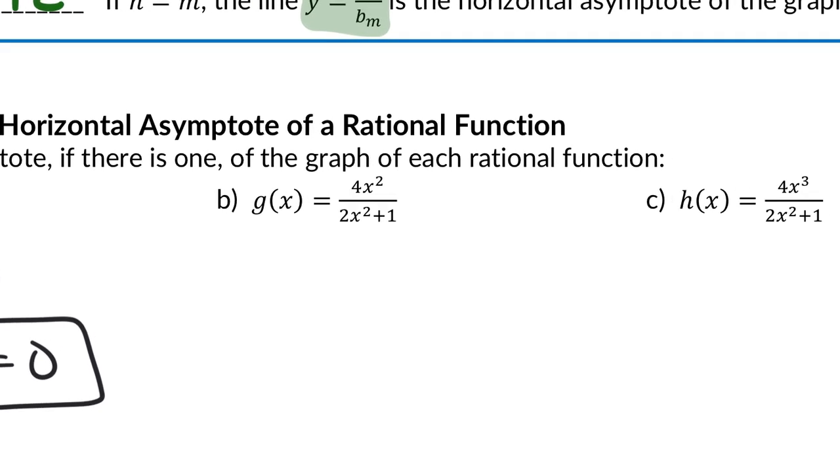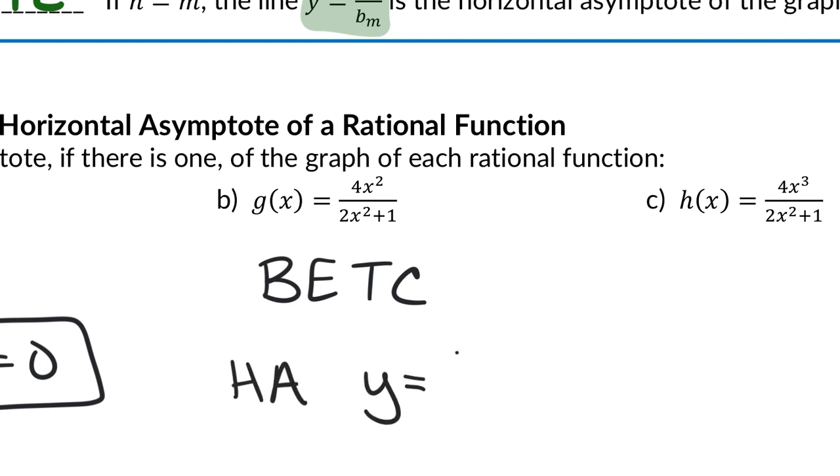What about the g of x function here? Is it Bobo, Bot, or Betsy? Betsy, because the degree of the bottom, 2, is the same as the degree of the top, 2. Now, Betsy tells me that I need to do a division of the coefficients. So if I was doing this, my horizontal asymptote, my end behavior, would be y equal to 4 over 2.